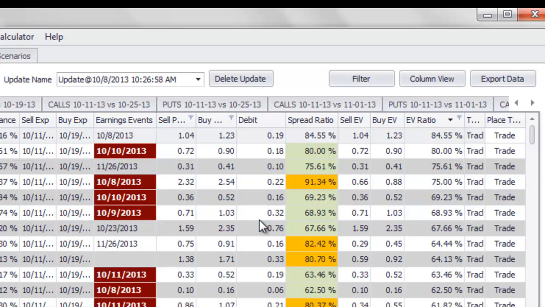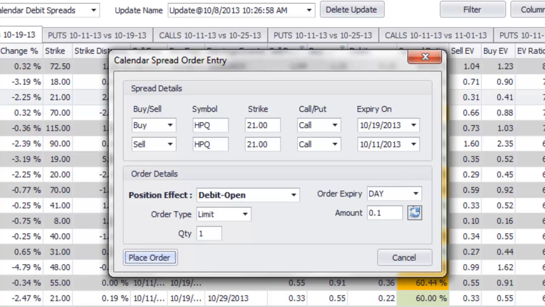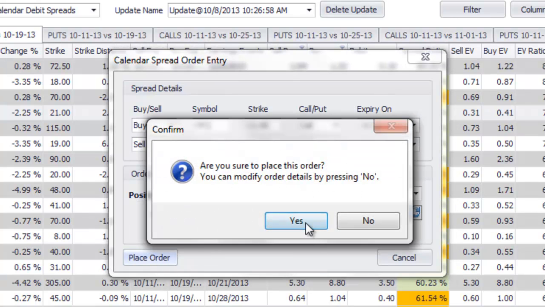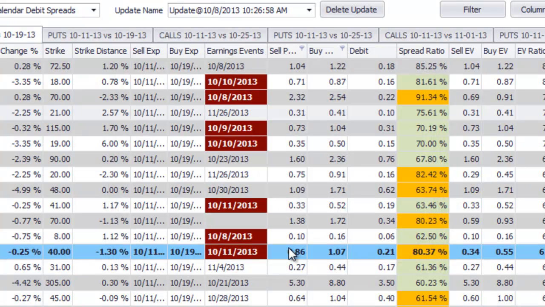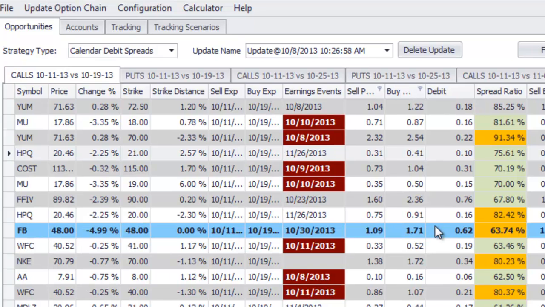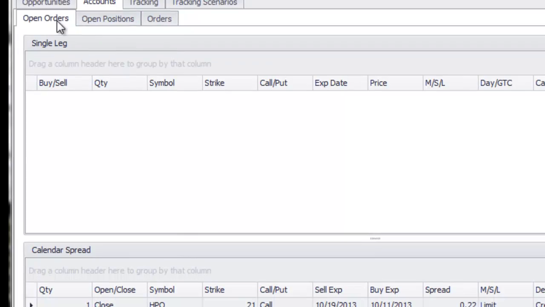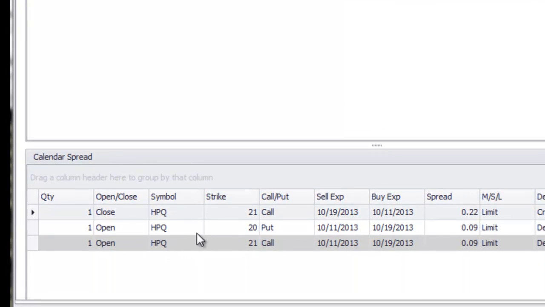Once I determine that there's a trade I want to take, I simply click on trade. It autofills the order box for you, and you don't have to do anything. Generally, I'm not going to do this for this one, but generally what I like to do is get a better price than what's being shown. Then I just say place order. It asks me if I want to do that, I say yes, and my order is placed. If I want to see any open orders, I simply go to my account section, open orders section, and it shows me any open orders that I have.